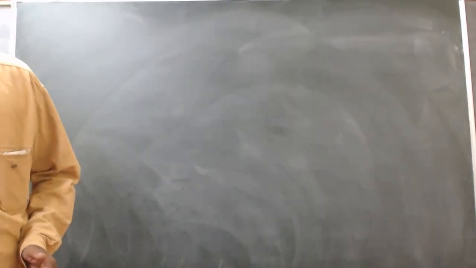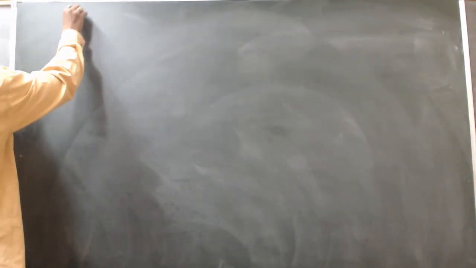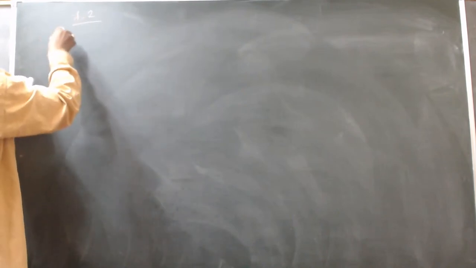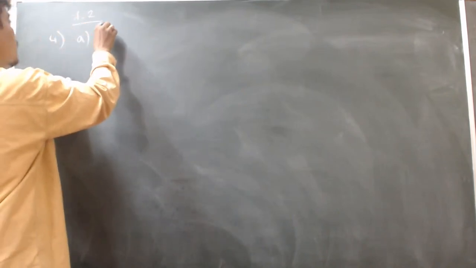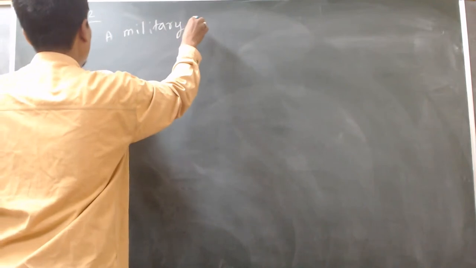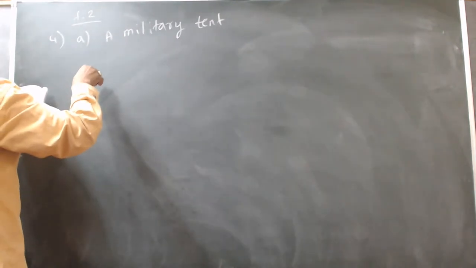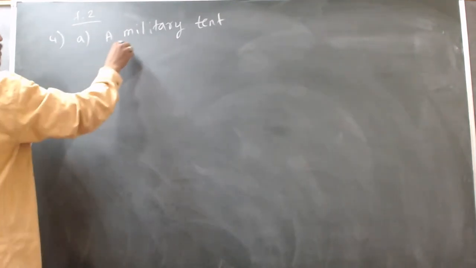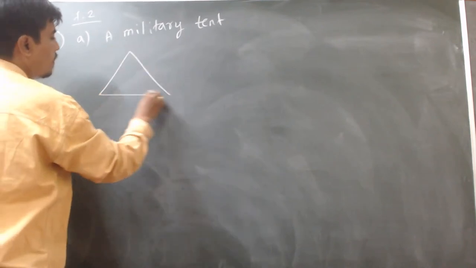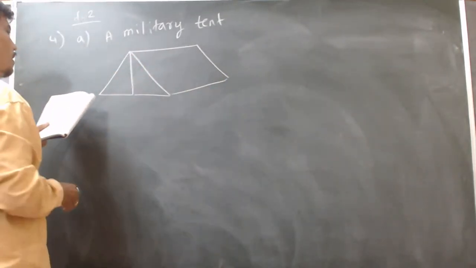Yesterday in exercise number 4.2, the fourth main, what was the question? The question was: draw the front view. Exercise number 7.2, fourth. In that it was written a military tent. Draw the front view. So a military tent, you know, like this it will be. So it is a military tent.